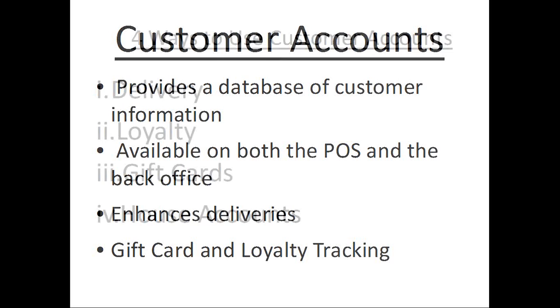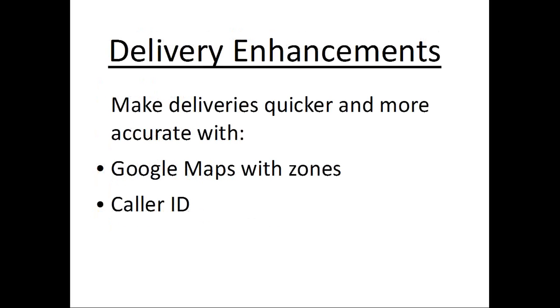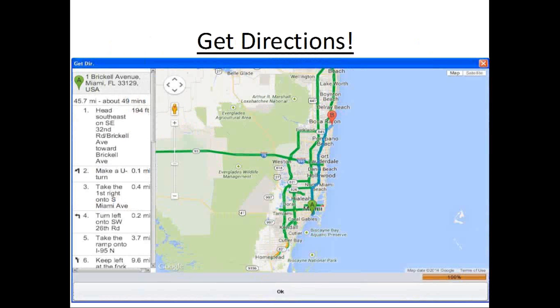Okay. So the four main uses of customer accounts are going to be delivery, loyalty, gift cards, and house accounts. With delivery, as I mentioned, you can enhance your delivery, making it quicker and more accurate with Google Maps integration and the zones. Now the Google Maps will show up once you associate the customer account with the order. You can hit Get Map or Get Directions, and that will show you directions right up on the terminal.